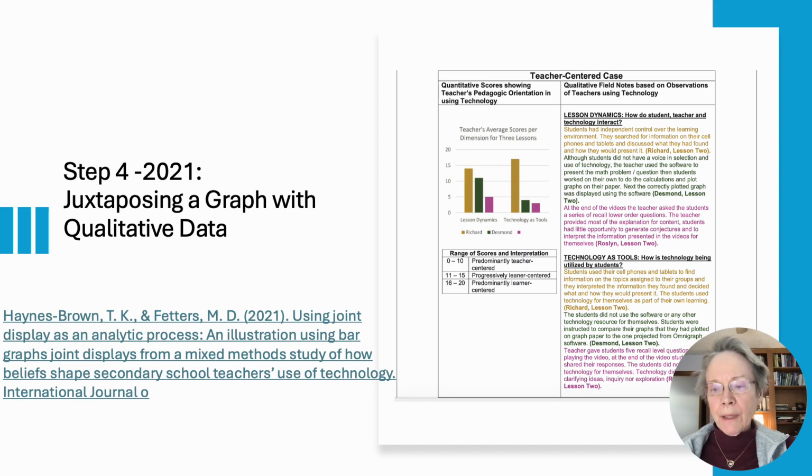Moving forward in time of 5 years, we see the addition in joint displays of adding graphs. This is still a left to right format. You've still got quantitative data in one column and qualitative data in another. But this was an idea introduced by Haynes Brown and Fetters from Haynes Brown dissertation, where she was working with observations of teachers.